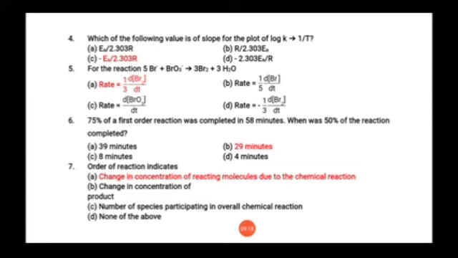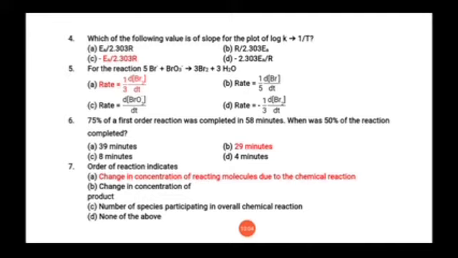Question number 6. 75% of a first order reaction was completed in 58 minutes. When was 50% of the reaction completed? Four options are given: 39 minutes, 29 minutes, 8 minutes and 4 minutes. So students, to solve this question you have to use 2 steps. In the first step, you have to put the equation of rate constant for a first order reaction, that is K is equal to 2.303 upon t log R0 by R.